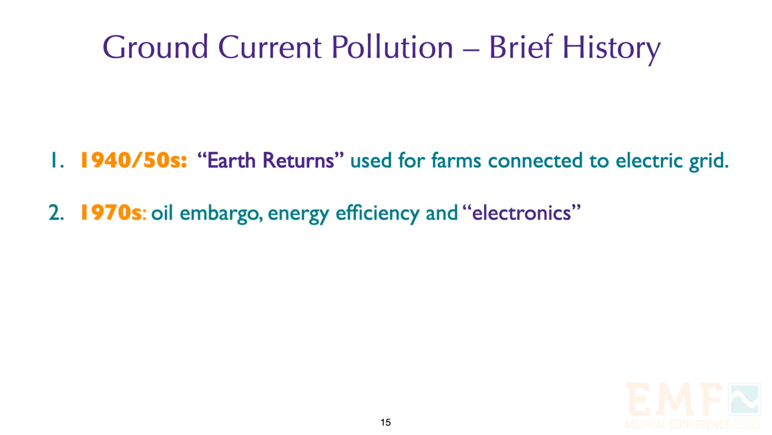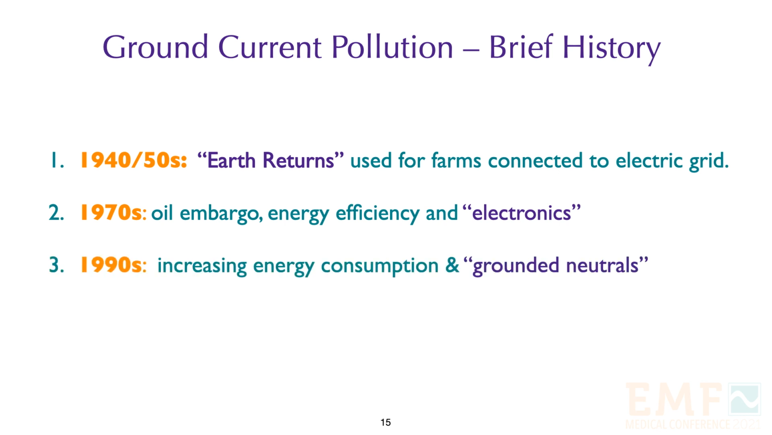In the 1970s, the oil embargo encouraged research on energy efficiency and electronics, and this increased dirty electricity. In the 1990s, the increasing energy consumption and the dirty electricity put such a strain on the antiquated distribution lines that the utility, in order to save money, connected the neutral wire to ground and thus used the earth again in their electrical network, with obvious consequences.